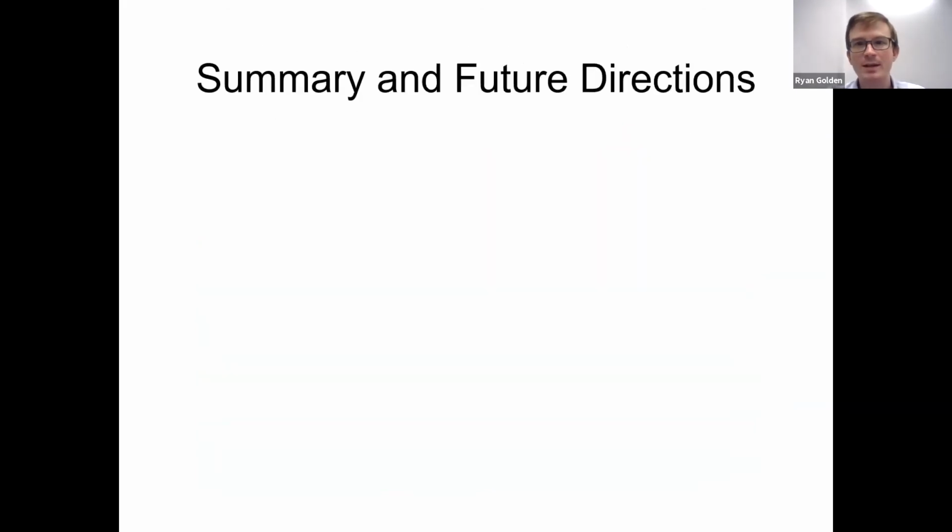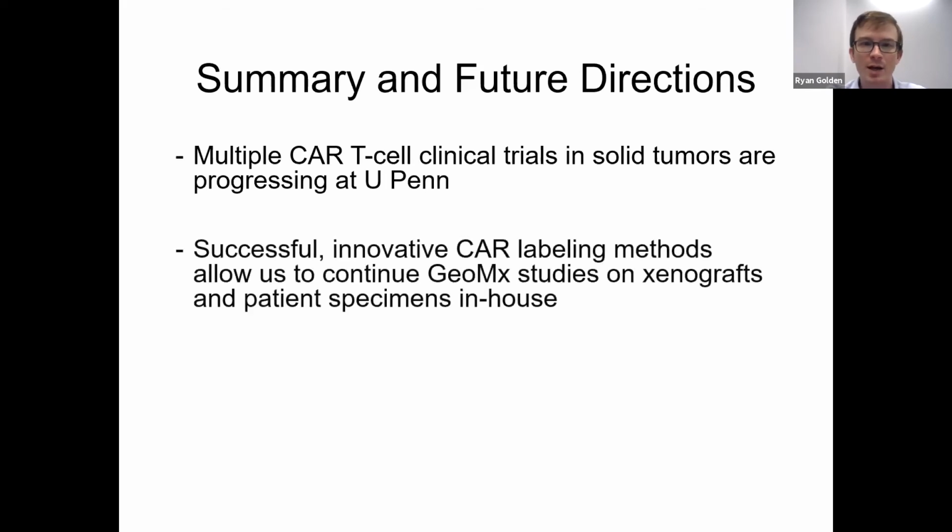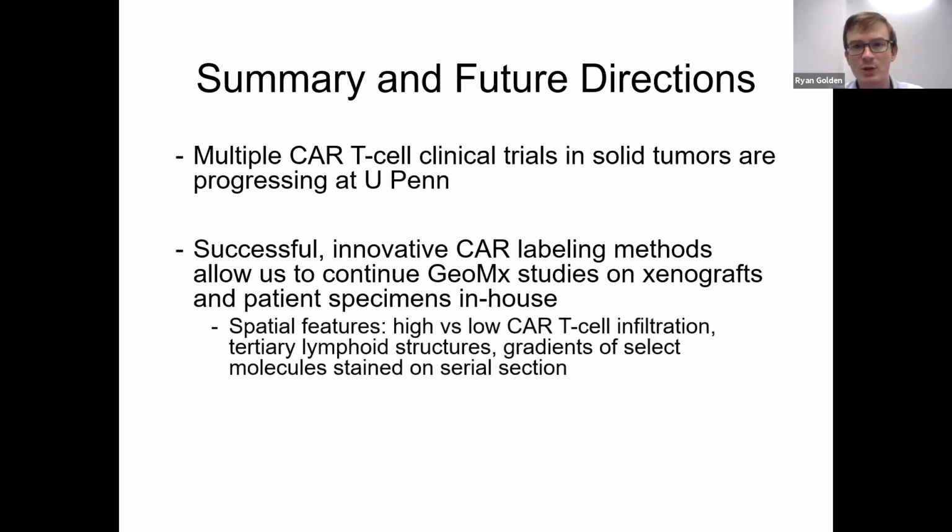So to briefly summarize where we are and what we're excited about, we have multiple CAR T cell clinical trials in solid tumors that are progressing at our university. And we have this innovative way of labeling the CARs in these solid tissue specimens, not just from patients, but also xenografts. So there are quite a number of questions that we are excited about asking with this technology working. The low-hanging fruit that comes to mind would be looking at regions of high versus low CAR T cell infiltration, looking at the impact of tertiary lymphoid structures, and looking at gradients of molecules that we think might be involved in either promoting or inhibiting CAR T cell infiltration.